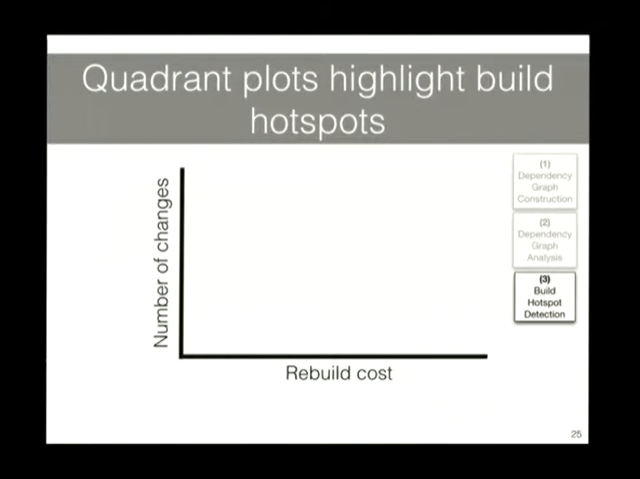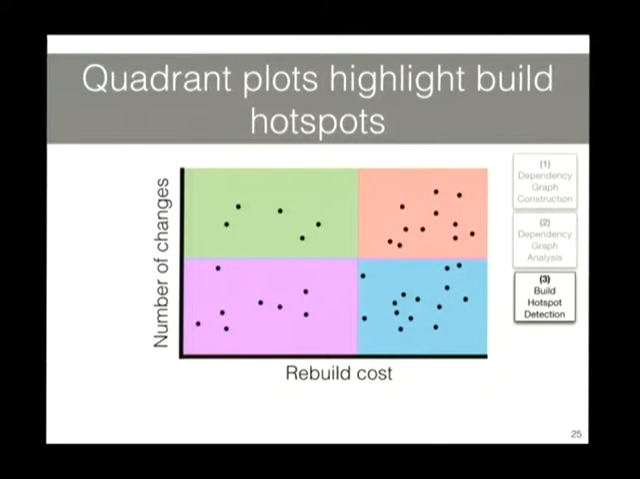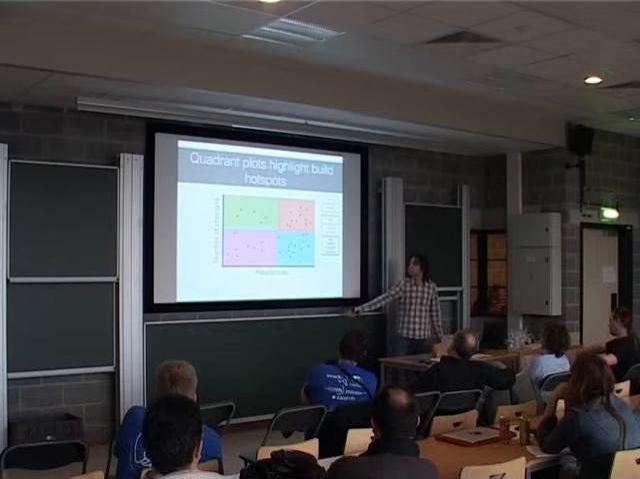And this is a pretty simple concept. We just take the rebuild cost and the number of changes for each file and plot them against each other on an XY grid. So each one of these dots would represent one of the files in your system. And then we split it into quadrants. So based on thresholds that you pick for your project, you say, I'm not willing to wait more than 90 seconds, 100 seconds, 20 minutes, whatever it is. That's your threshold for rebuild cost.